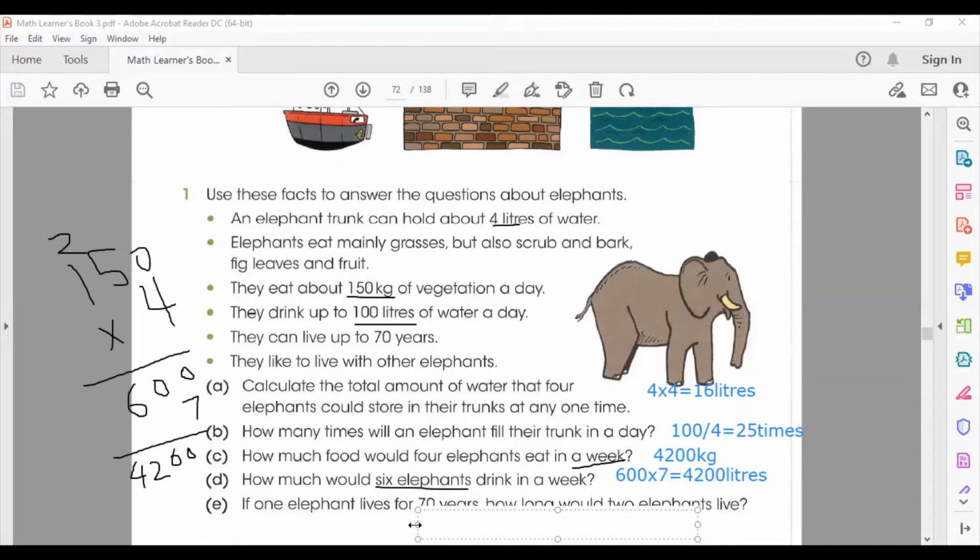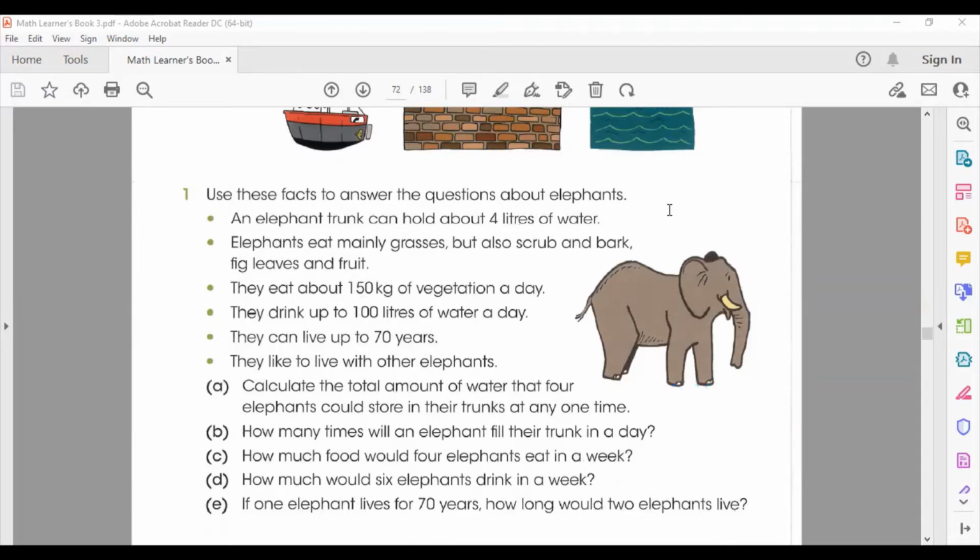If there are 5 elephants, the same. If there are 10 elephants, the same. It's written here, they can live up to 70 years. We are talking about any one elephant that can live up to 70 years. All the elephants, even 1, 10, 2, okay? So we write 70 years as it is. It's not making double. 70 years. Let us move to the next.